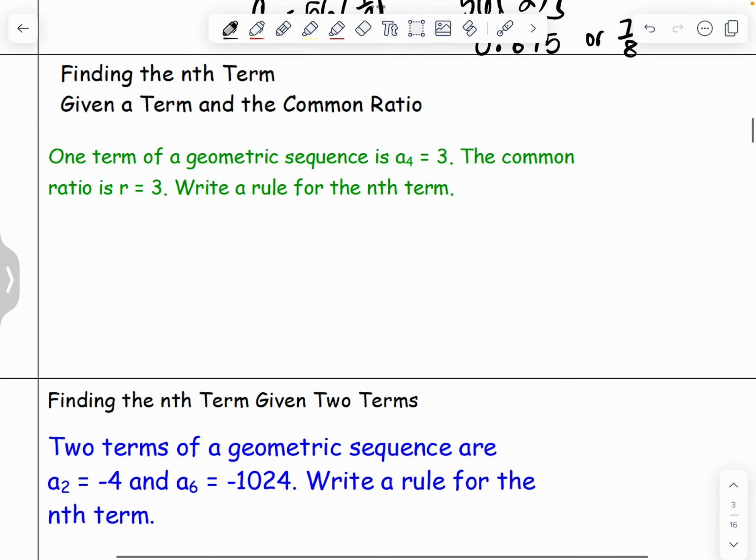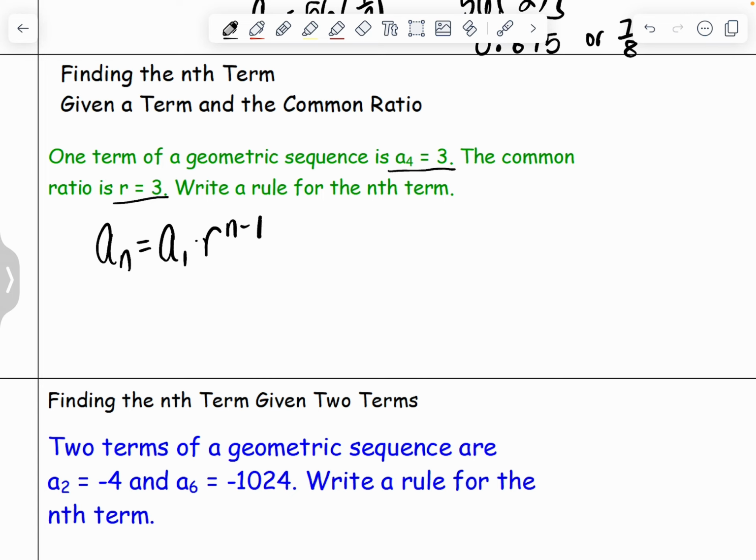Okay, so can we write a rule given some limited information? We don't know maybe the first few terms of the sequence, but here we know the 4th term is 3, and the common ratio is 3. My goal here is to write this equation, a sub n equals a sub 1 times r to the n minus 1. I don't know a sub 1, but I do know r. Those are the two things that we need to know in order to write the equation.